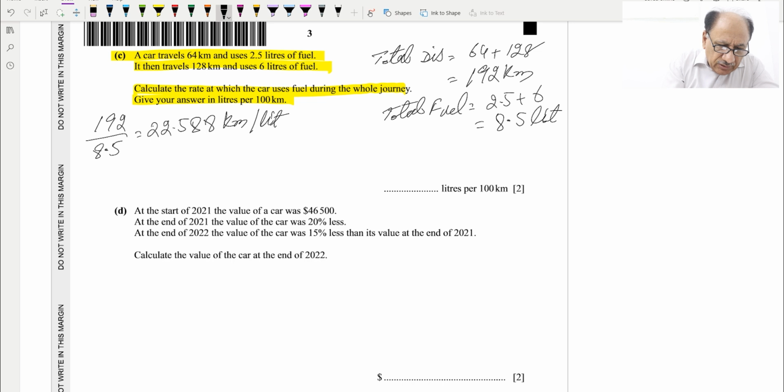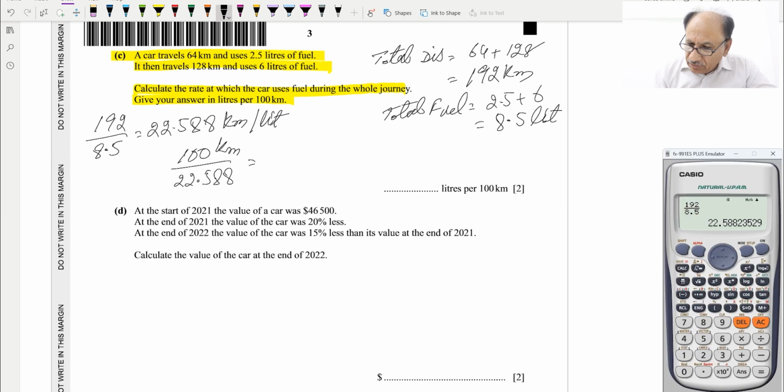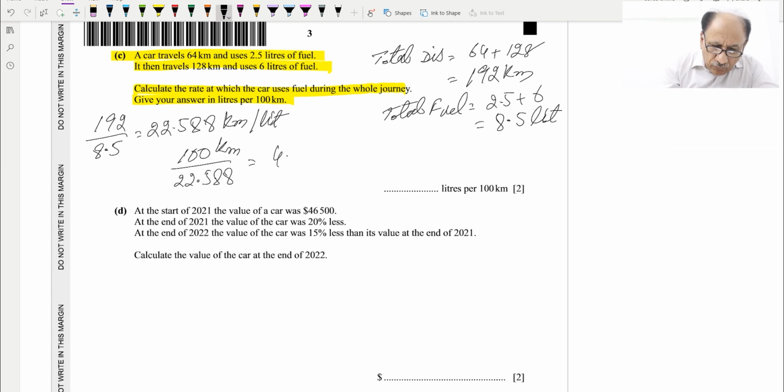So how many liters in 100 kilometers? We take 100 divided by 22.588, and this will give us liters per 100 kilometers. The answer is 4.427, so 4.427 liters per 100 kilometers.